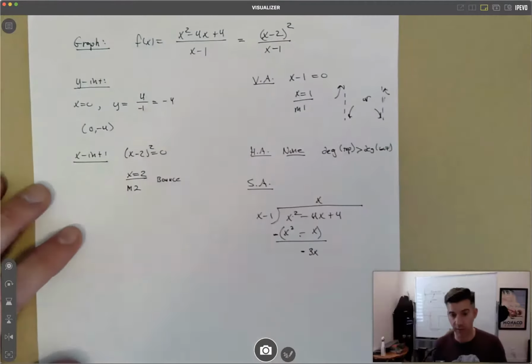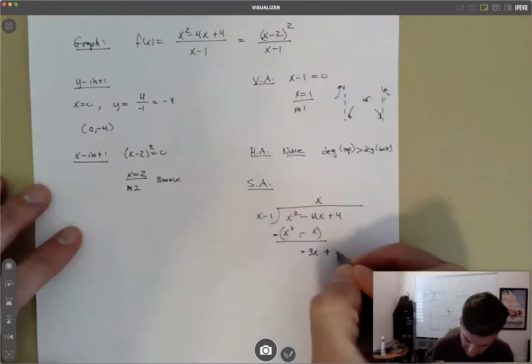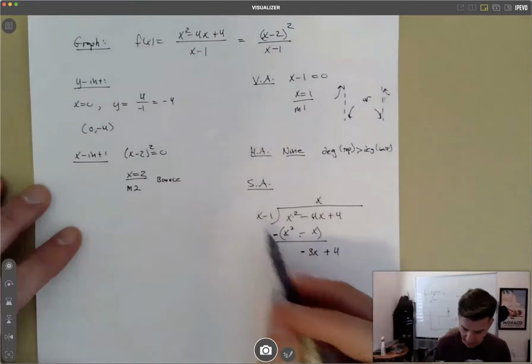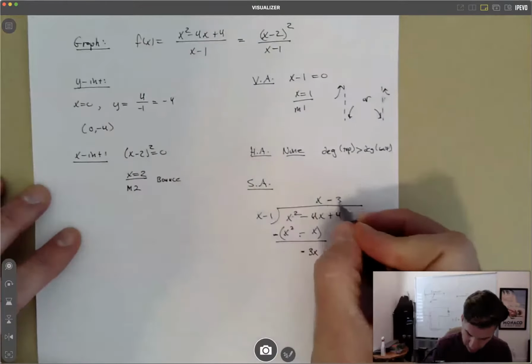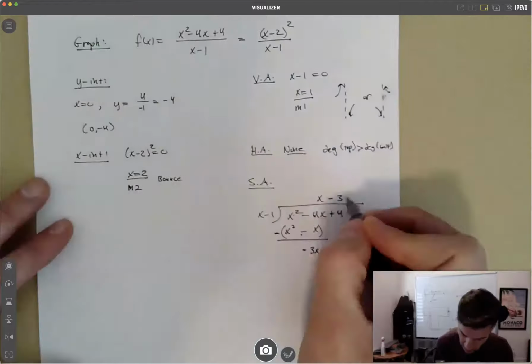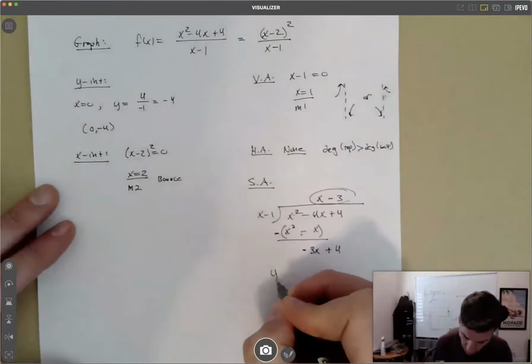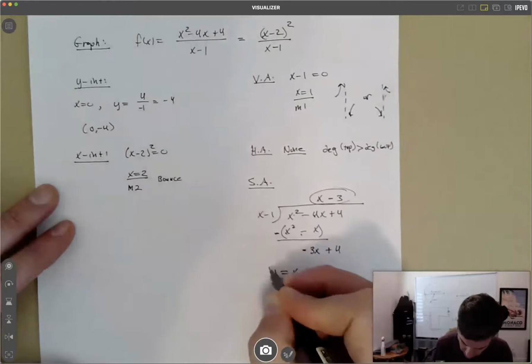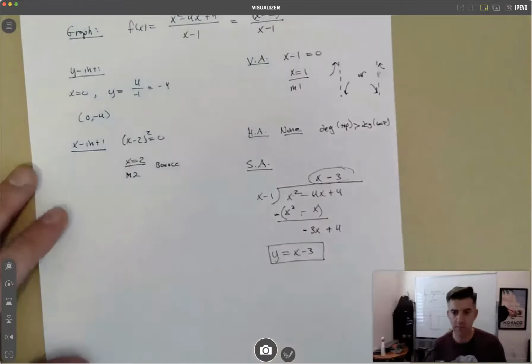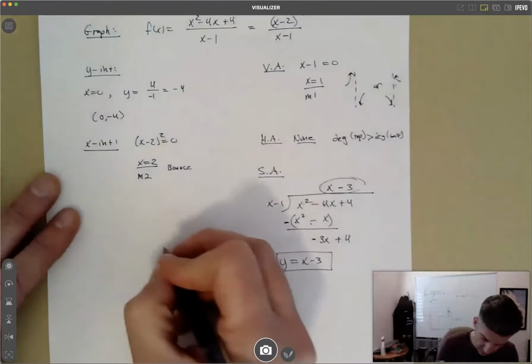So be careful there. I don't really need this next piece, but it's fine. What do you multiply by x to get -3x? Minus 3. And then we're done. Our slant asymptote, we should write it as y equal to x minus 3. So now we have all the information to graph this thing.